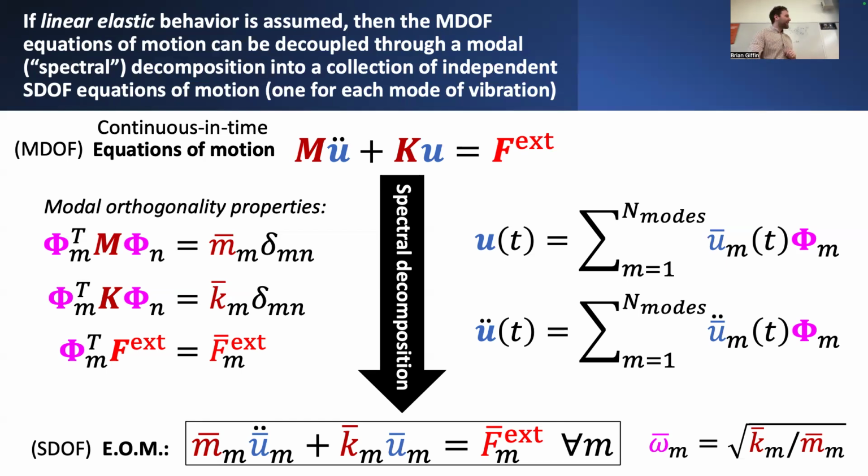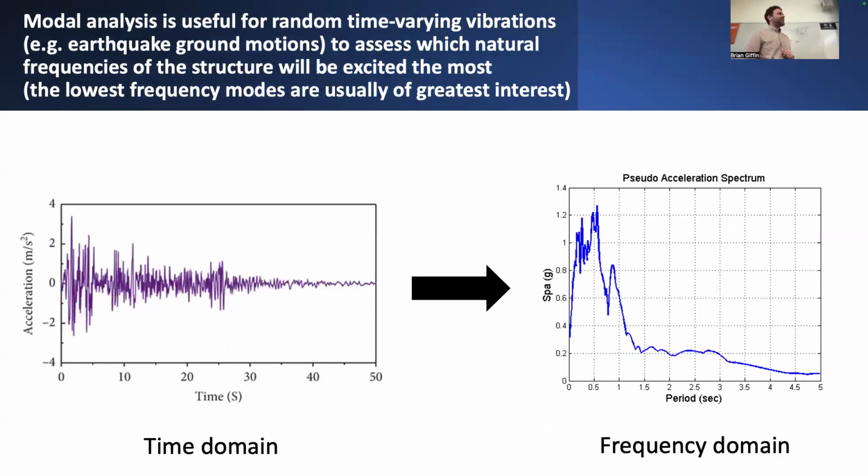And when do you actually care about this? Why would I actually want to use a modal analysis rather than one of these transient dynamic analyses? Usually it happens when you're looking at excitations for a structure that are indicative of somewhat random vibrations. So imagine you had some kind of time history signal of some vibration that you're applying to the structure. A good example of this is earthquakes.